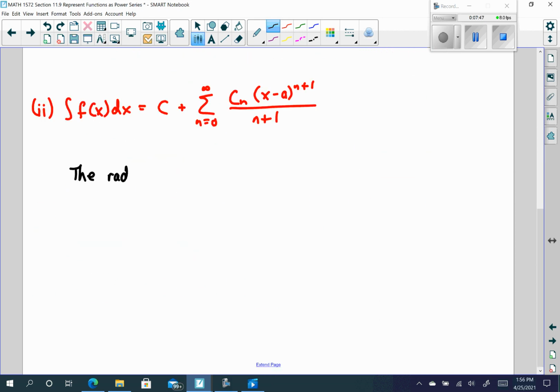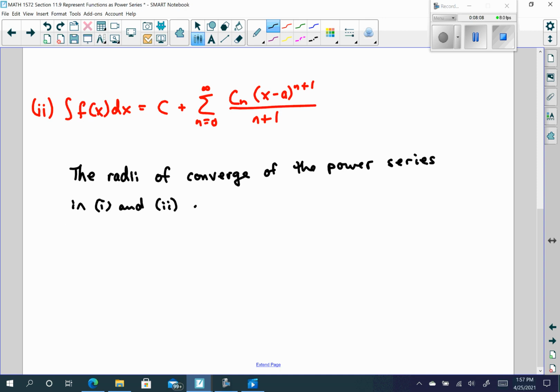And just to make a little note here, the radii of convergence of the power series in parts 1 and 2 are both r. And we'll see this in our examples.